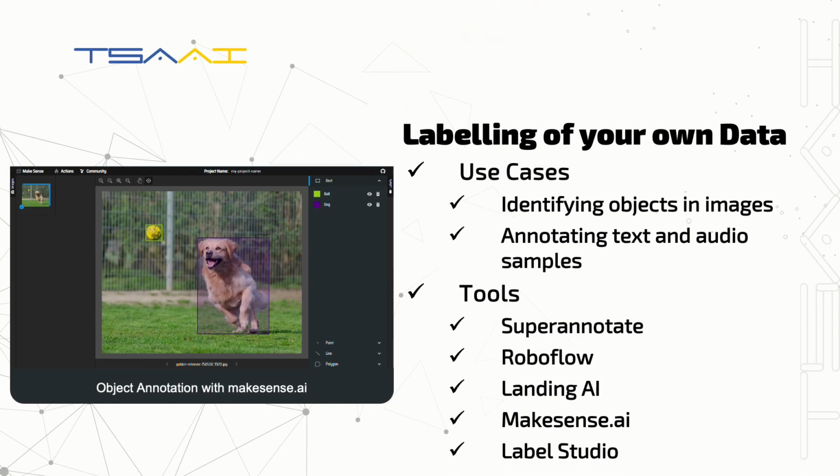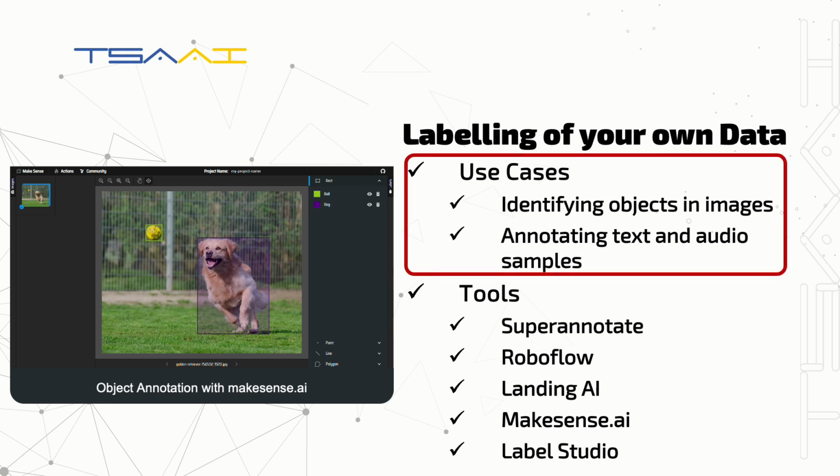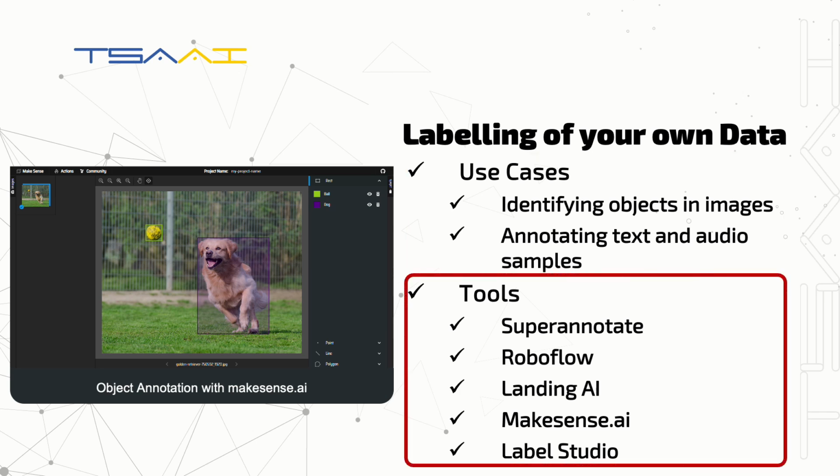To create a dataset for AI training, you not only need a lot of raw data, you also need to label it. From identifying objects in images to annotating text and audio samples, labeling is one of the backbones of AI development. Popular tools for labeling include commercial options like SuperAnnotate, RoboFlow, Landing AI, or privacy-preserving open source options like MakeSense.ai or Label Studio.